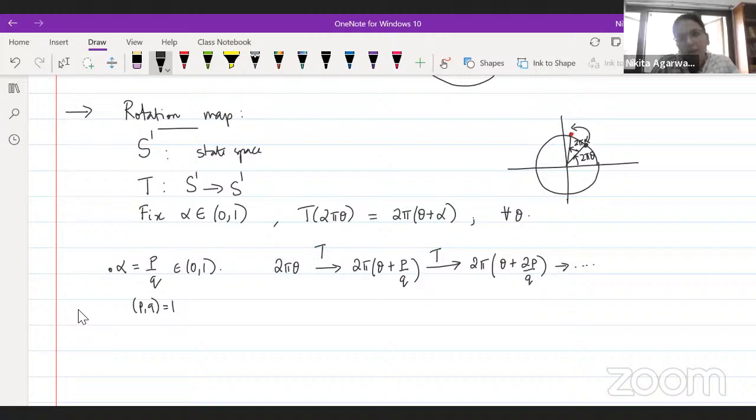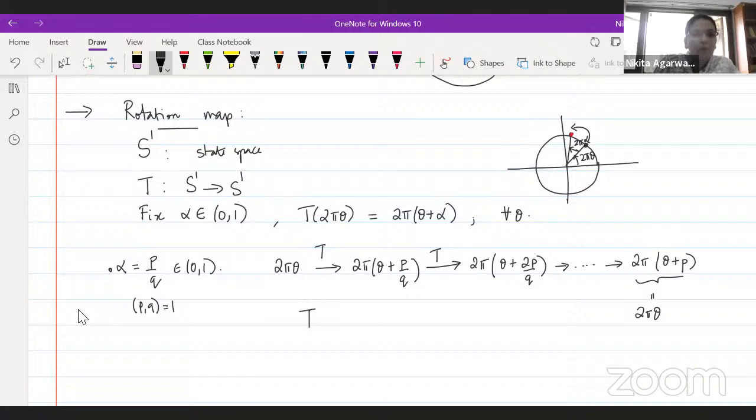So what is going to happen is in q many steps, you are going to reach theta plus p, right? If I apply T q many times. But what is this point? This point is same as 2 pi theta, right? On the circle. So this means that the corresponding map for this alpha is what is known as periodic.